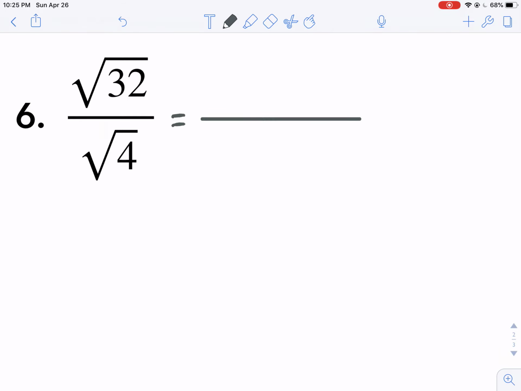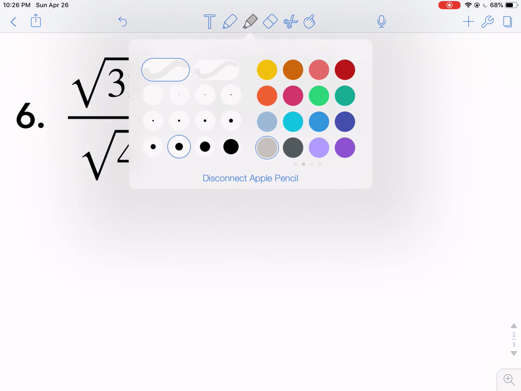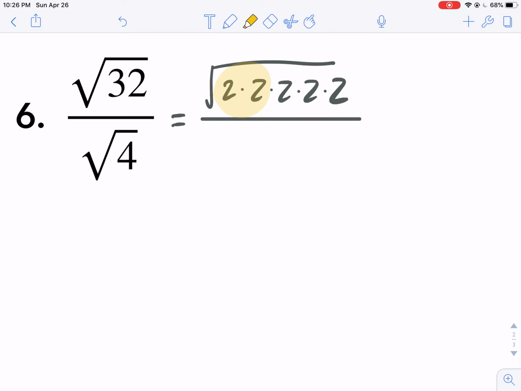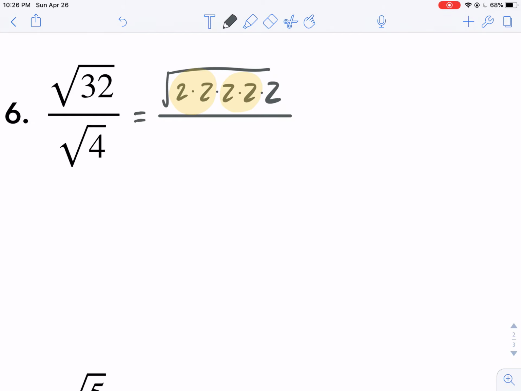Okay, square root of 32. Well, we could prime factor it and say that's 2, 2, 2, 2, 2. That's a lot, but it's doable. We can split these in two. 2 times 2 is 1 square. 2 times 2 is another square. So that's equal to the square root of 4 times 4 times 2.